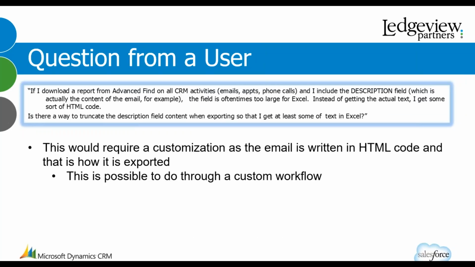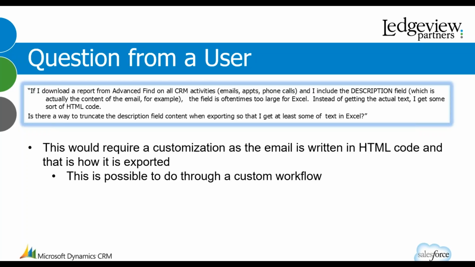Our last question is, if I download a report from Advanced Find on all CRM activities, emails, appointments, phone calls, and I include the description field, which is actually the content of the email, the field is oftentimes too large for Excel. Instead of getting the actual text, I get some sort of HTML code. Is there a way to truncate this description field content when exporting so that you at least get some text in there?